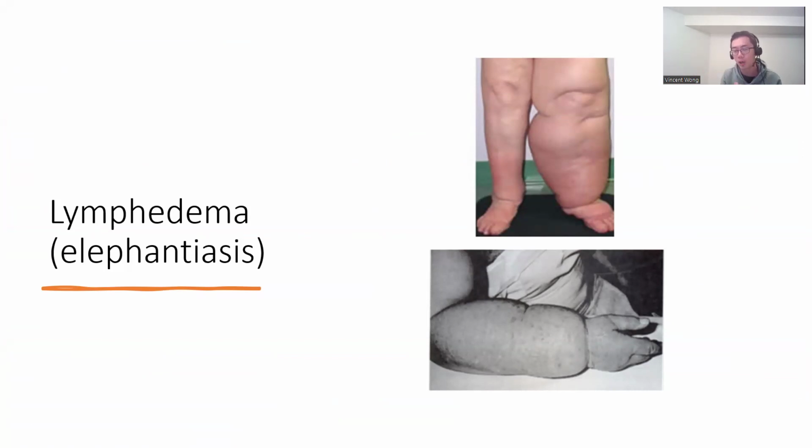It could also be caused by damage to the vessels, or some kind of inflammatory response, but the underlying problem is you're not able to drain the fluid, and once you block the drainage, everything backs up and builds up, and the limb gets really, really big, right?